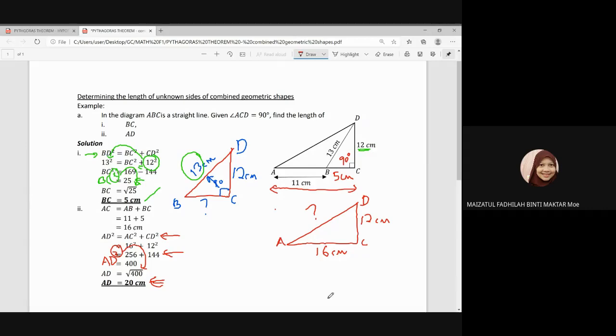Alright, so that is done. Okay, I hope all of you understand how to identify the hypotenuse in a right angle triangle. Okay, I will give you an exercise.